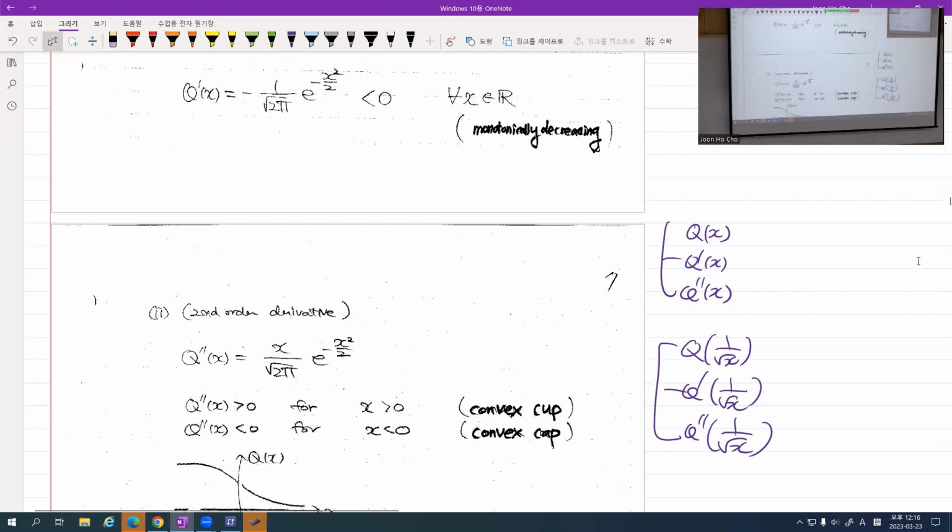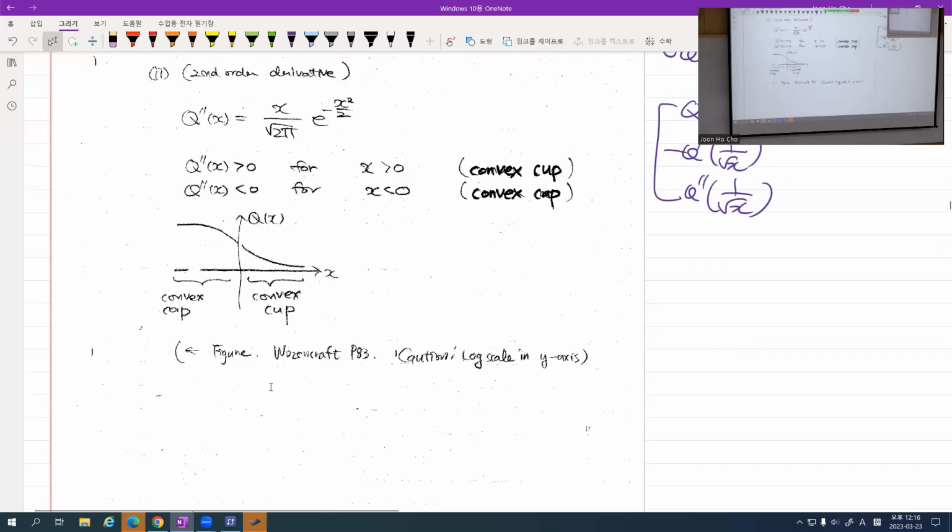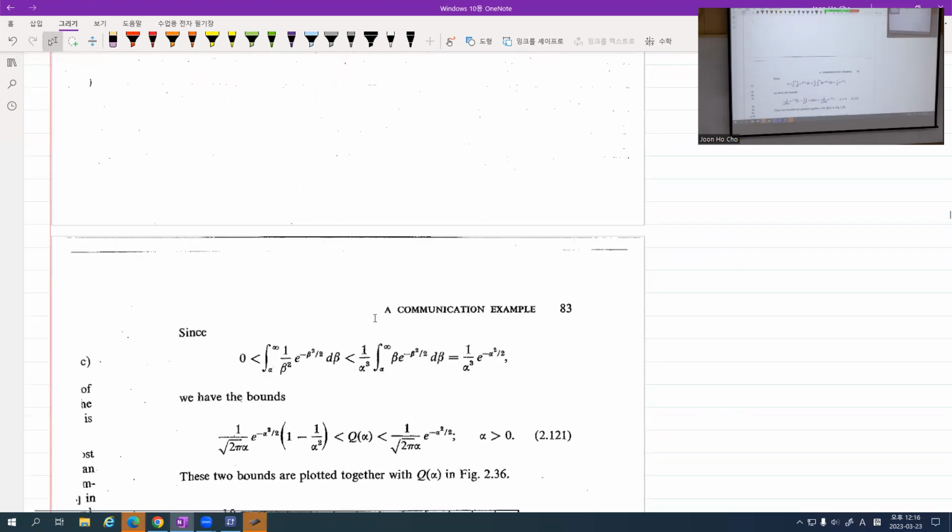Anyway, what I want to emphasize is that there is a lot you need to know about the Gaussian. So let's continue next time. That's all for today.